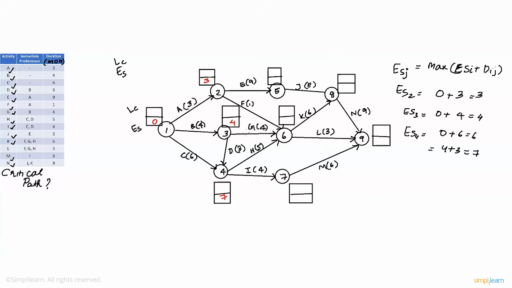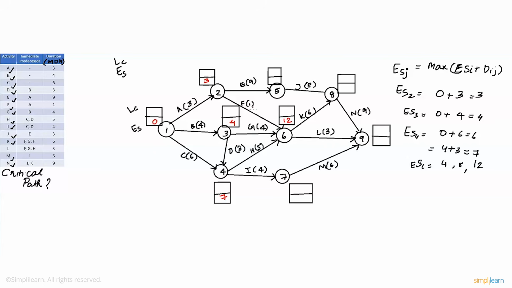Here we have a similar issue for node number 6. For node number 6, we have 3 edges coming towards the node: F, G, and H. Let's find out. So 3 plus 1 is 4. So for ES6, the earliest start time for node number 6, it's either 3 plus 1, 4, or 4 plus 4, 8, or 7 plus 5, 12. Since we're taking the maximum, let's take 12 and write that down. So the earliest start time for node 6 is 12.